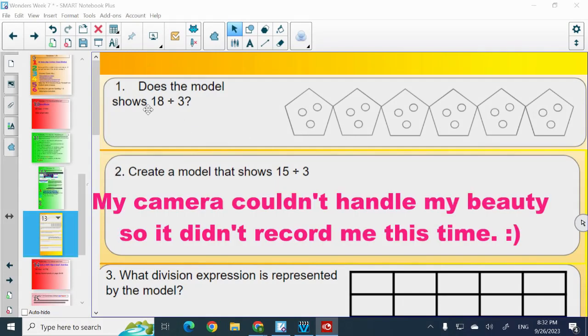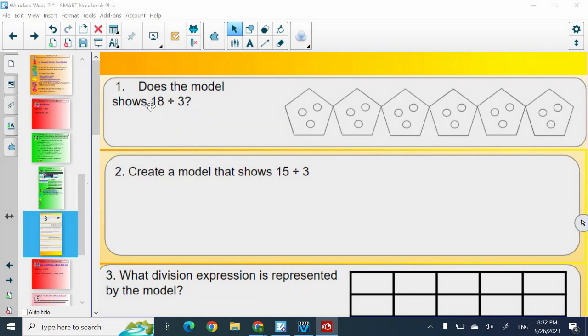All right, so just a real quick review on strategies of multiplication. So let's say that we have this model here. Does this model show 18 divided by 3? I'll give you guys a second to write yes or no on your whiteboards.